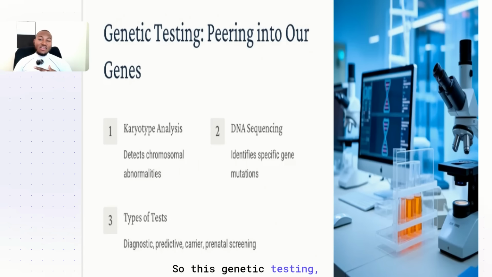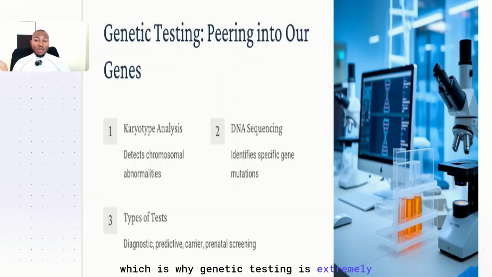So this genetic testing, like karyotype analysis, we usually use it to detect chromosomal abnormalities. We have DNA sequencing, which identifies specific gene mutations. We have different types of tests, like diagnostic, predictive, parental screening. All these things help you to identify things, which is why genetic testing is extremely important.